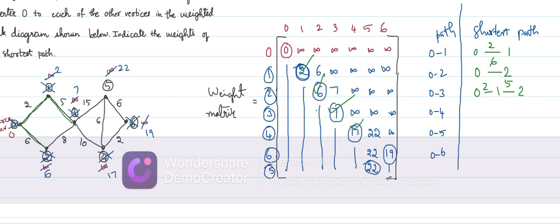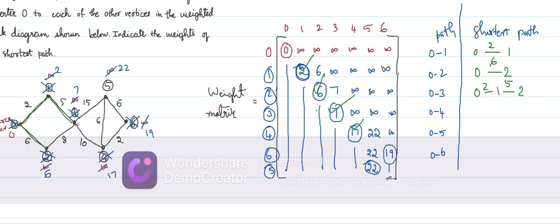Now, from 0 to 4, the minimum shortest path weightage required is 17. This is 0 and this is 4, right? So either we can go like this, 0 to 2, 2 to 3, and 3 to 4. So in this case, 6 plus 8 is 14, 14 plus 10, 24. We can also go like this, 0 to 1 and 1 to 3 and 3 to 4. It is 2 plus 5, 7, 7 plus 10, 17.